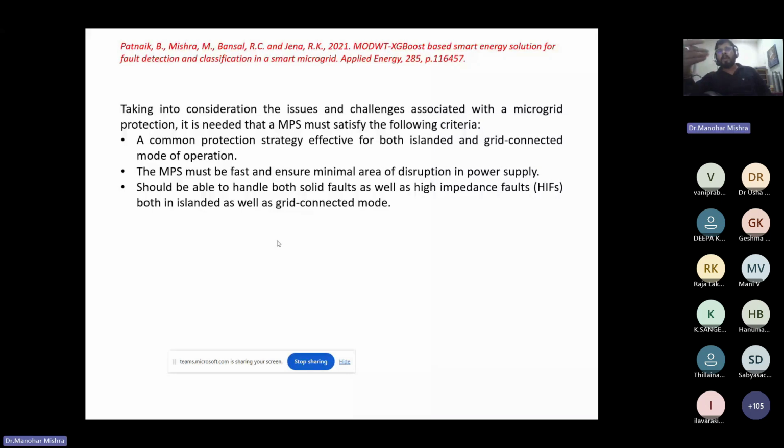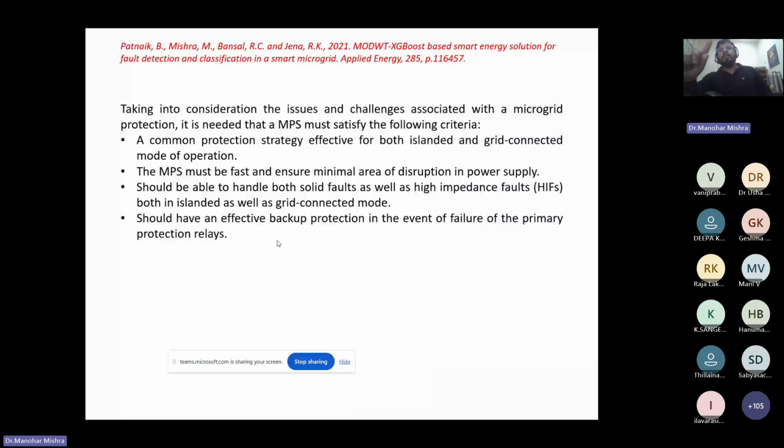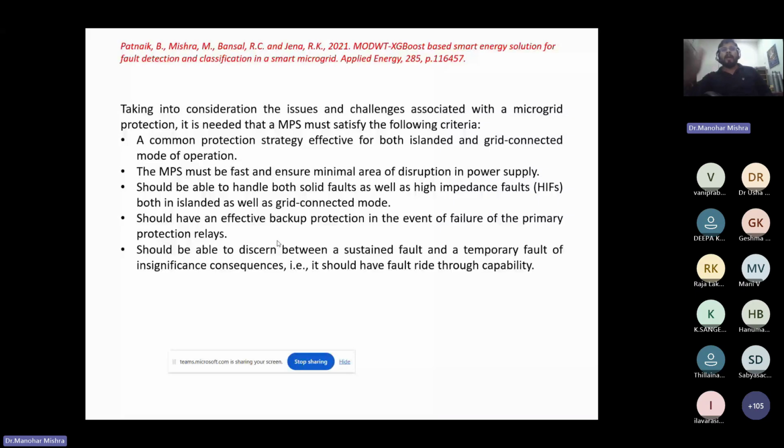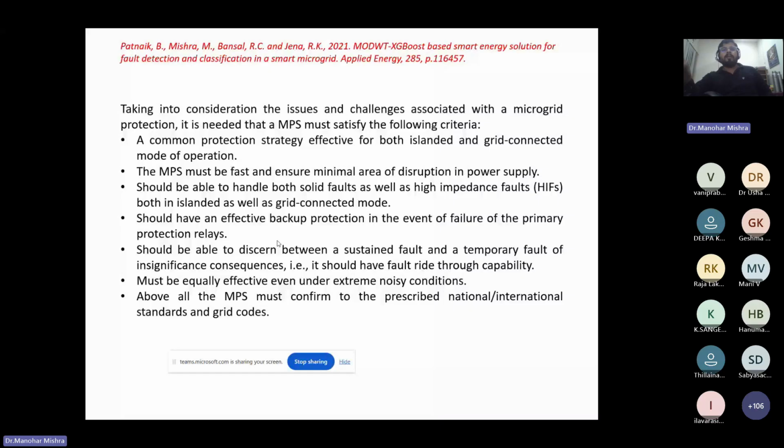As we know, if the impedance value increases, the resistance value increases and the fault current variation decreases. And at that time, even for a small amount of fault current, our system will work. Then again, this is important, the primary and backup: if the primary fails, then the backup should work. So we have designed it such that it can operate as both primary and backup protection, and it can be effective under extreme noisy environment. This is also one objective, and all those things we maintain with standards.